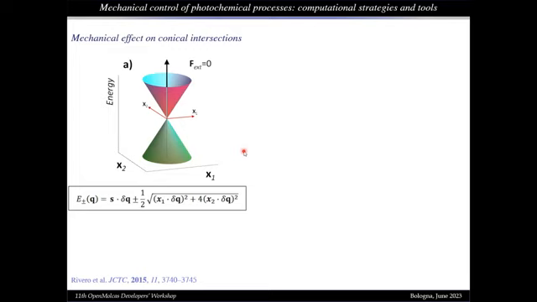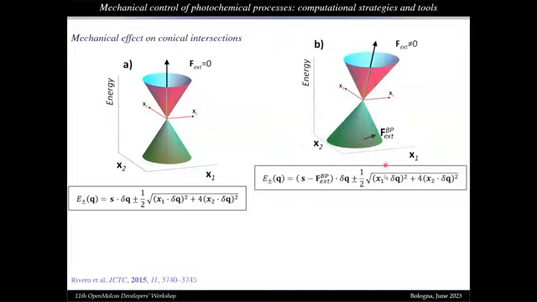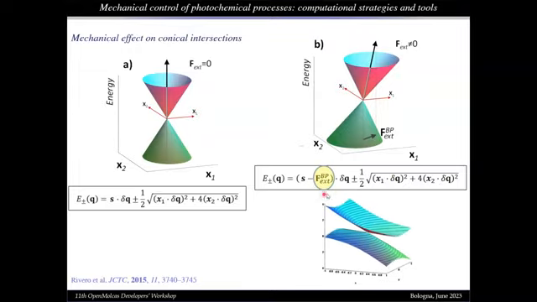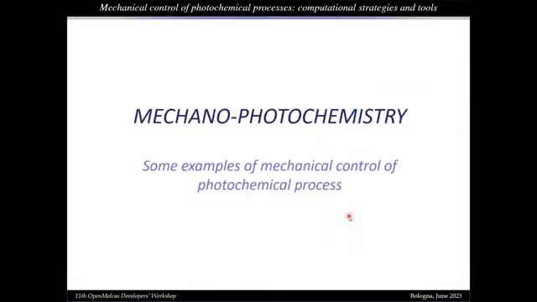So it can be proved that the application of mechanical forces can also affect the conical intersection topography. In this example, we have a conical intersection with zero force. And if we apply an external force with a given component along the branching plane, it's possible to show that the tilt of the conical intersection is affected. Here we have an animation in this sense. As the component of the force along the branching plane increases, the tilt of the conical intersection also changes.